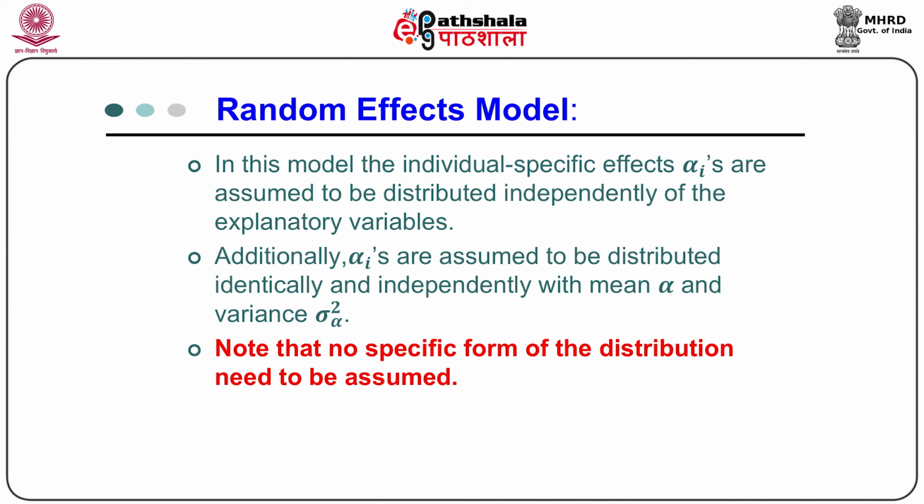Now, come to the random effect model. In this model, the individual specific effects alpha i are assumed to be distributed independently of the explanatory variables. Additionally, alpha i are assumed to be distributed identically and independently with mean alpha and variance sigma alpha square. Note that no specific form of the distribution is assumed. That is, we are basically assuming the alpha i's come from a random sample, but we are not assuming any specific form of the distribution.